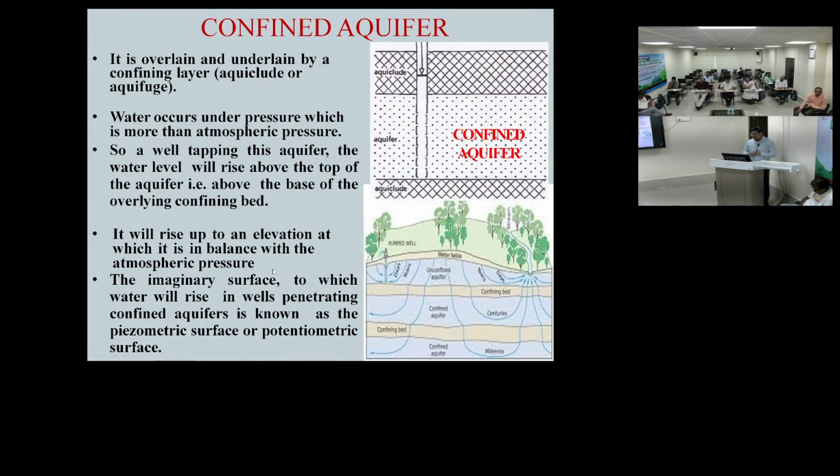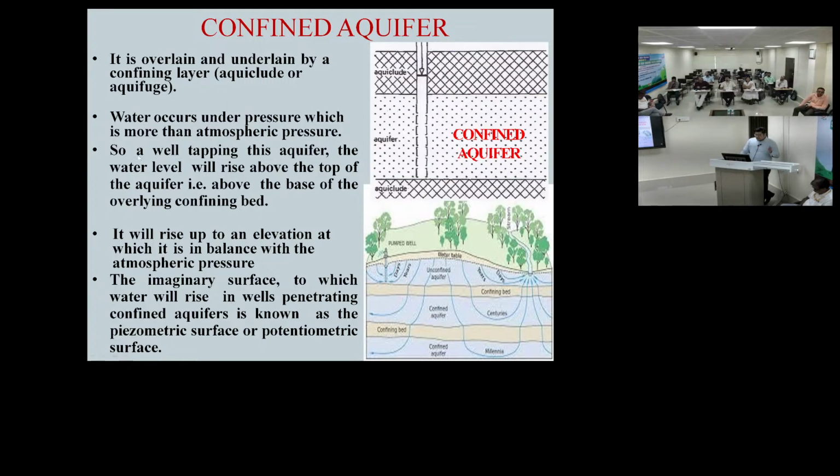Now, the confined aquifer, because it is overlain and underlain by a confining layer. It means it will be an aquiclude or aquifuge. So water occurs under pressure which is more than the atmospheric pressure, because it is beneath the confining layer. Because if you puncture a hole, it will be more than that.